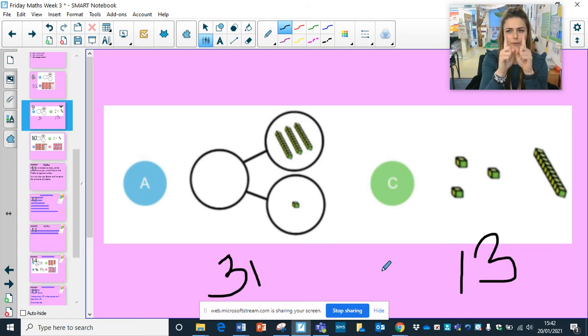So the last one, there was only a difference of 1. Here, what is the difference? So we've got our number 13, which hopefully you said is smaller, and our number 31, which hopefully you said was bigger. Okay, and then have a think, how much more or how much less? So what is the difference between the two numbers? I'll leave you some time to think. You can pause here if you like.